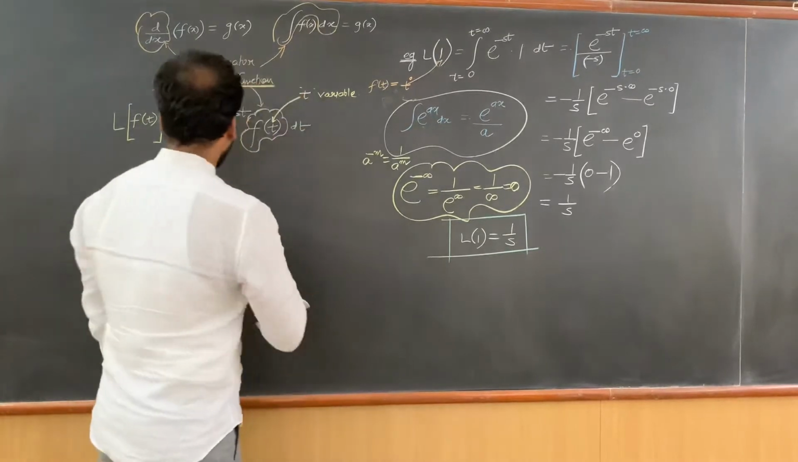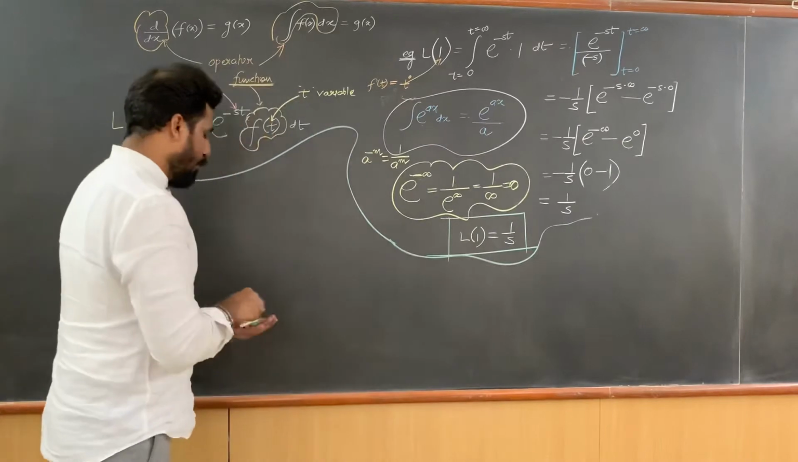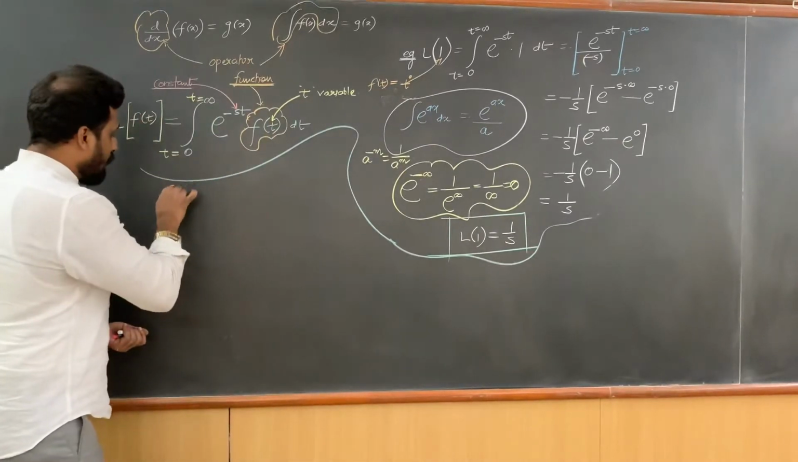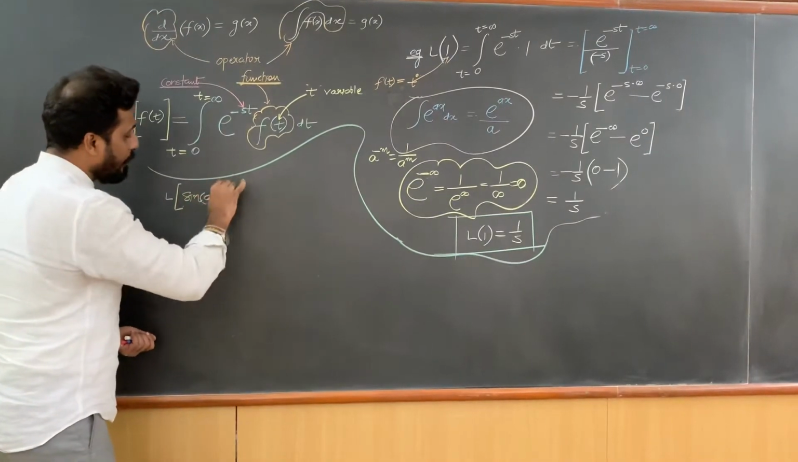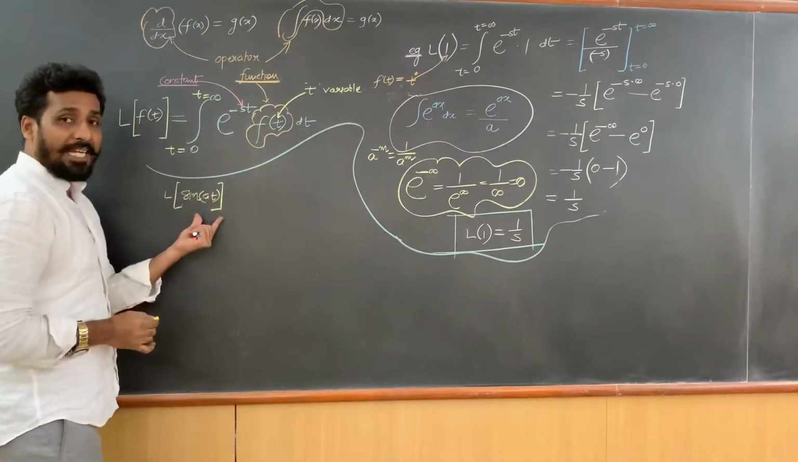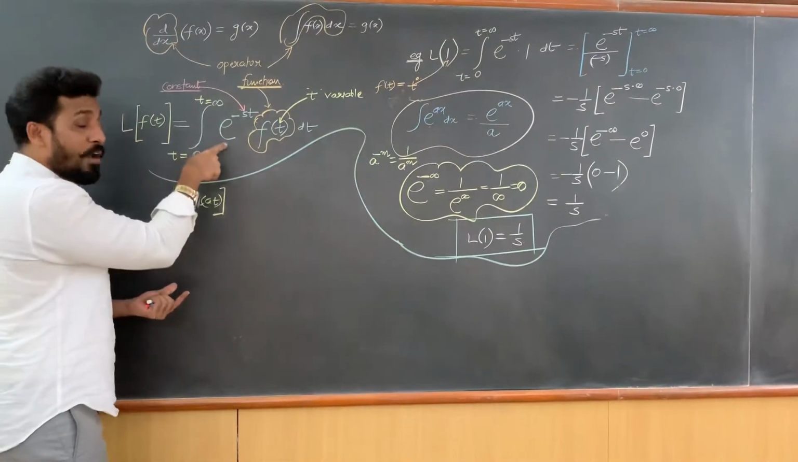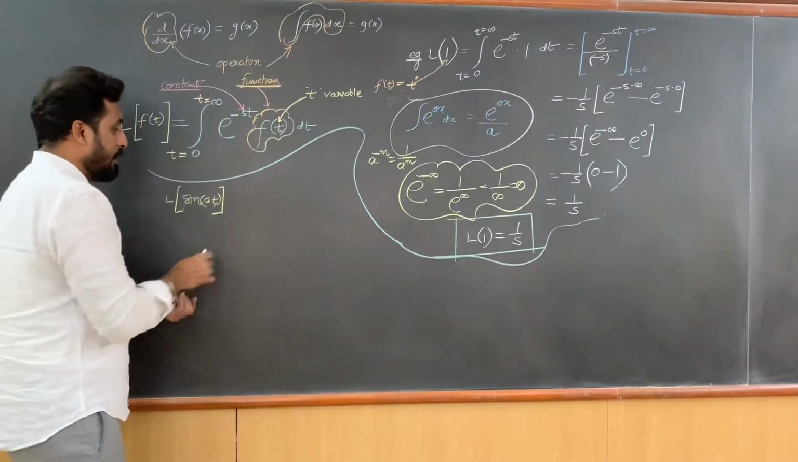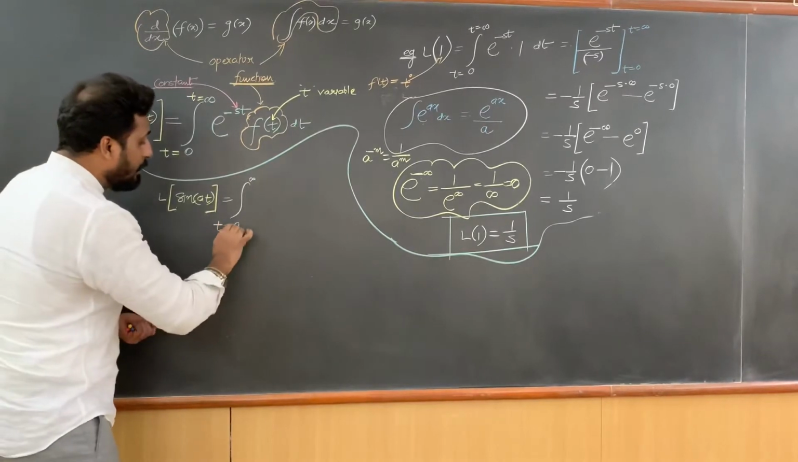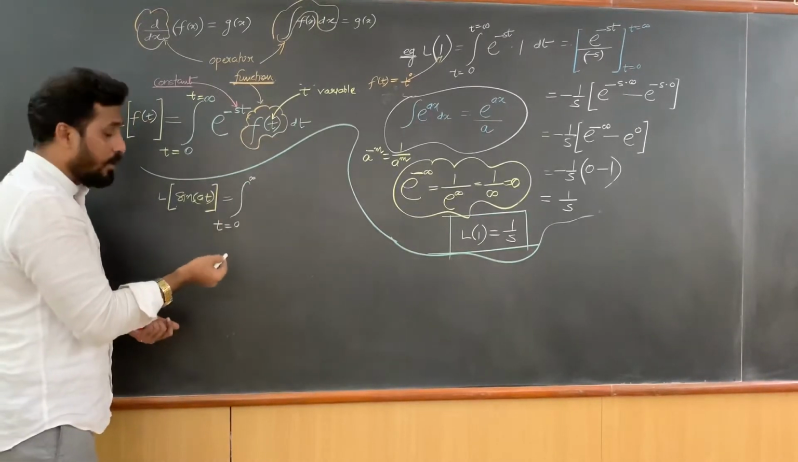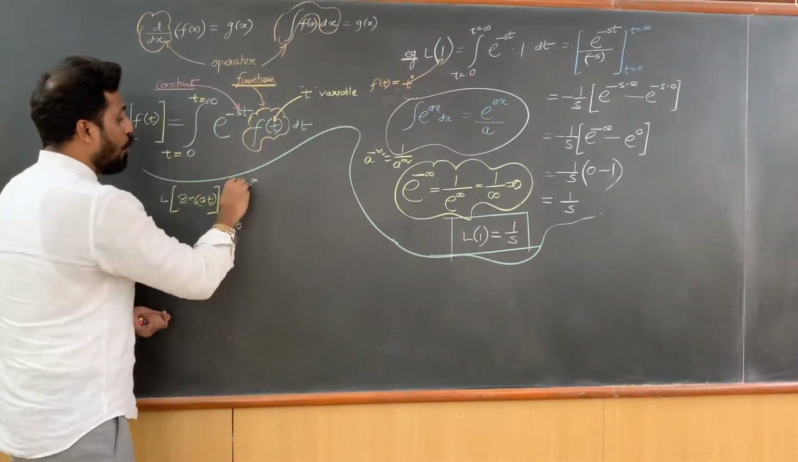I'll give you one more. Let's take one more. If I give you a function, let us say sine at, observe carefully. I want to find Laplace of sine at. So sine at becomes my function, f of t equal to sine at. I know my formula for Laplace transform. It says integration 0 to infinity. These are values of what? These are values of a variable t. t is my variable, t equal to 0 to t equal to infinity.